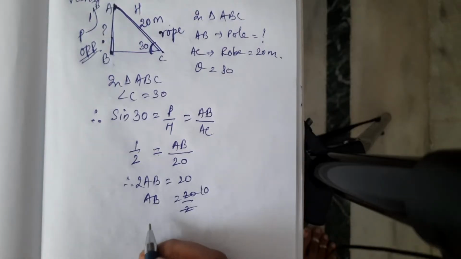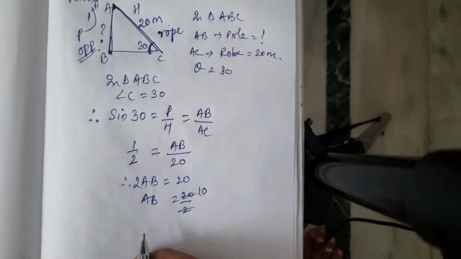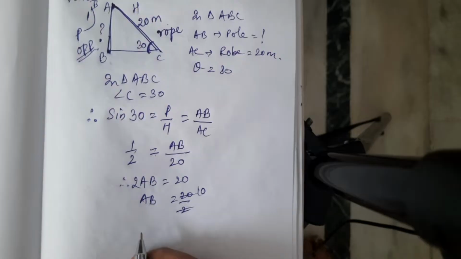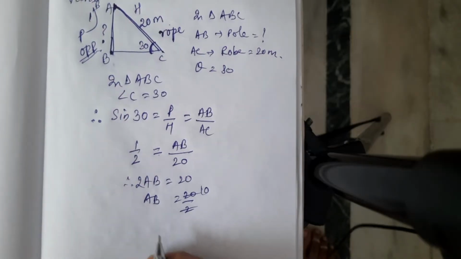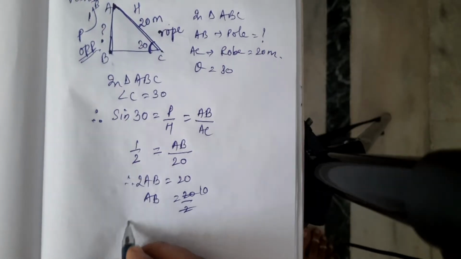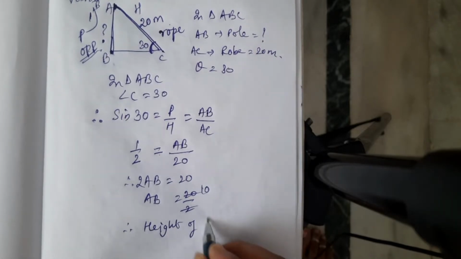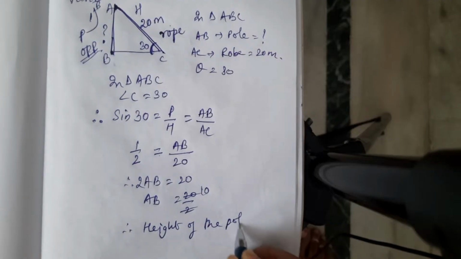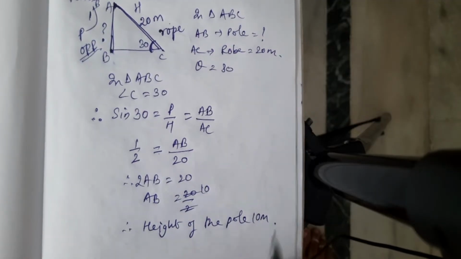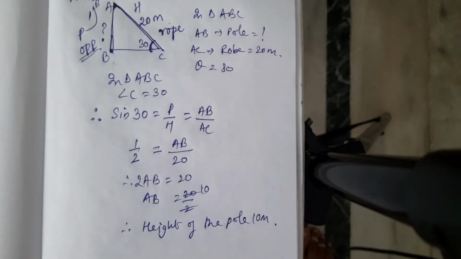So you are going to write the sentence. It was asked, if the angle made by the rope with the ground is 30, find the height of the pole. So this is the final solution. Therefore, height of the pole is 10 meter. So this is what we completed, the first question.